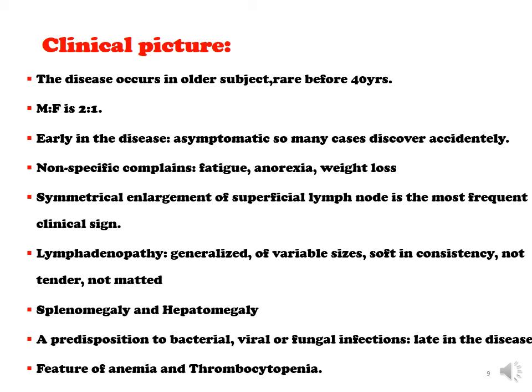What are the clinical features of this disease, chronic lymphocytic leukemia? First, as I told you, it occurs in the elderly; it is rare below 40. It has a slight male predominance. What is the presentation of the patient? Most patients early in the disease don't have any symptoms, so they might be discovered accidentally.